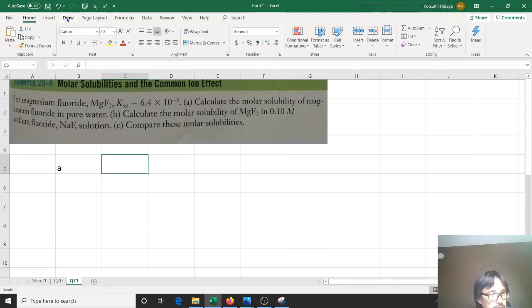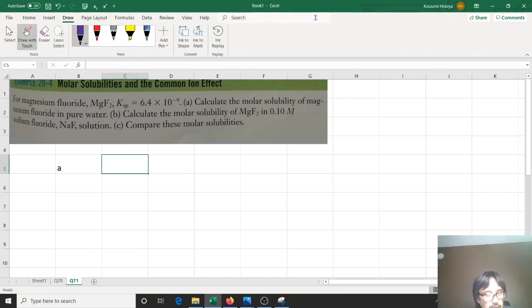MgF2, so let me write out the formula right here. MgF2 is a solid, right? It is going to dissociate into Mg2+ and 2F-. Both of these are in aqueous solution. Then what is the KSP for the product of a reactant?